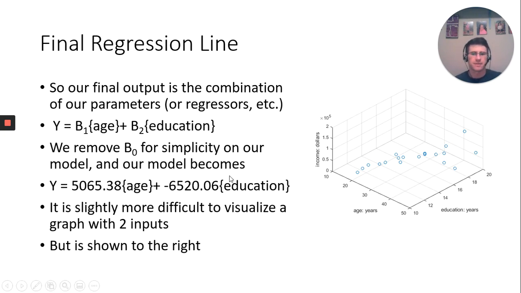And again, we remove this beta naught here in the example. So the actual equation is y equals, this is the beta for age, plus or minus, there's a negative here, the beta for education times education. It's going to be a little bit tricky to visualize this, and as you add more and more parameters, it becomes almost impossible to really visualize it. But it's all there. Each one has a different direction of the slope going in whichever way, and it allows you to pinpoint, based on that regression line, if I had this parameter at this point and this parameter at this point, where would my outcome be?